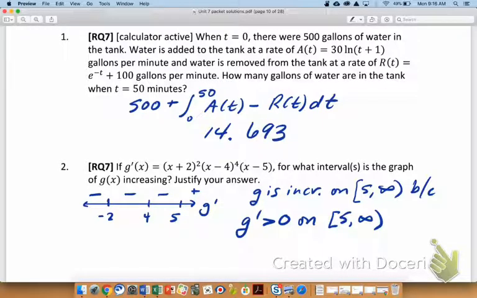14.693. I would say that what I've written up there would be the minimum you would put for some quiz or test as far as credit goes. We're going to show your setup, show your answer. The calculator's active, so you should use that. Number 2, based on basically multiplicity, I found that G prime never goes positive until 5 and above. So I said G was increasing on 5 to infinity because G prime is positive on 5 to infinity. Any questions on 1 or 2?